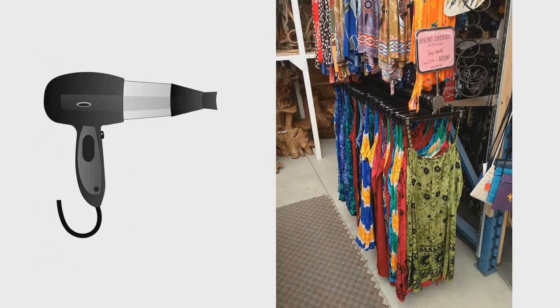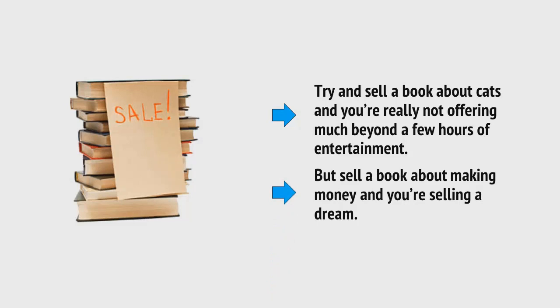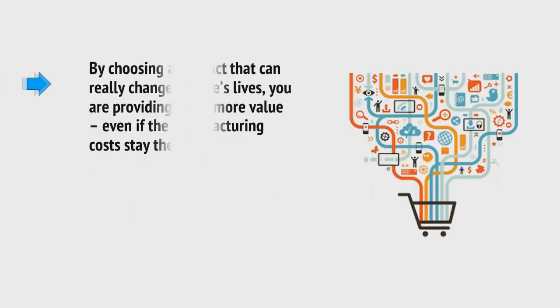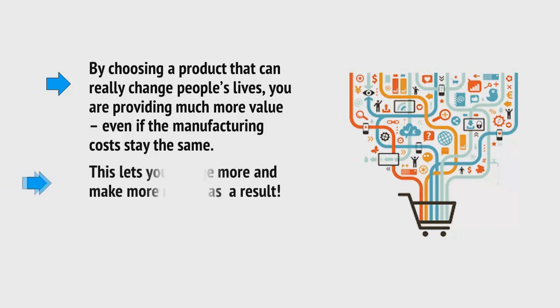If you're selling a hairdryer, then what you're really selling is the convenience and dry hair. If you're selling clothes, then what you're really selling is the ability to feel good about yourself, to look sexy, and hopefully to thrive in your career and in dating as a result. This is what sells. Try and sell a book about cats and you're not really offering much beyond a few hours of entertainment. But sell a book about making money and you're selling a dream. By choosing a product that can really change people's lives, you're providing much more value, even if the manufacturing costs stay the same. Now, this lets you charge more and make more money as a result.